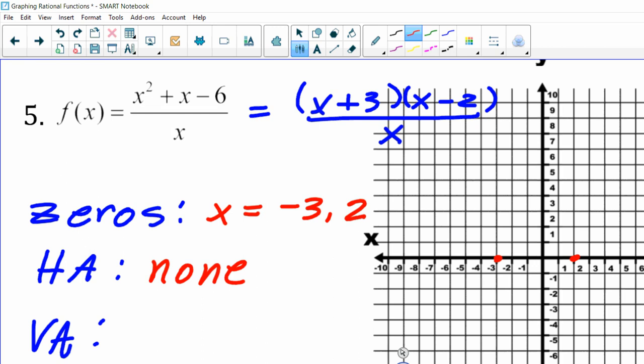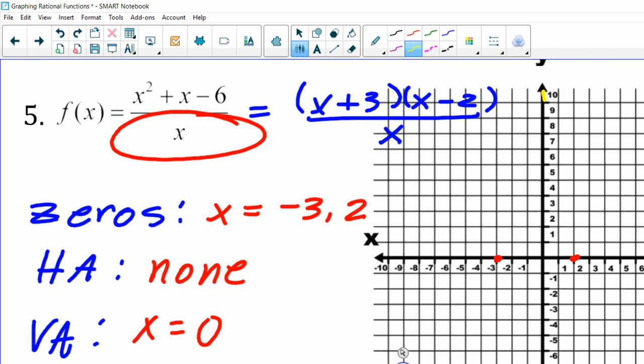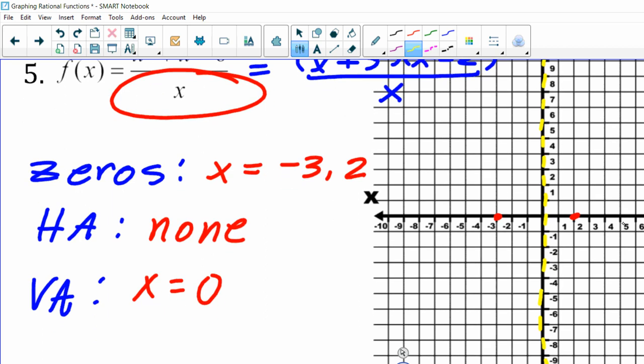Vertical asymptotes. What equals 0? X equals 0. When is that denominator 0? When x is 0. Draw that one in. That's all we've got. How many sections has the graph been divided into? 2.